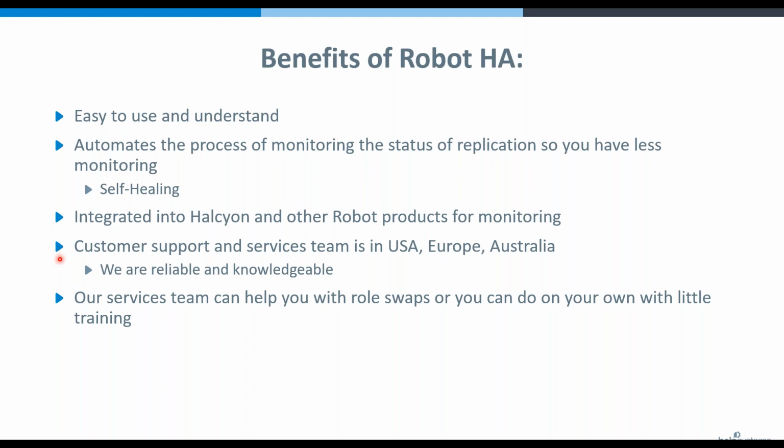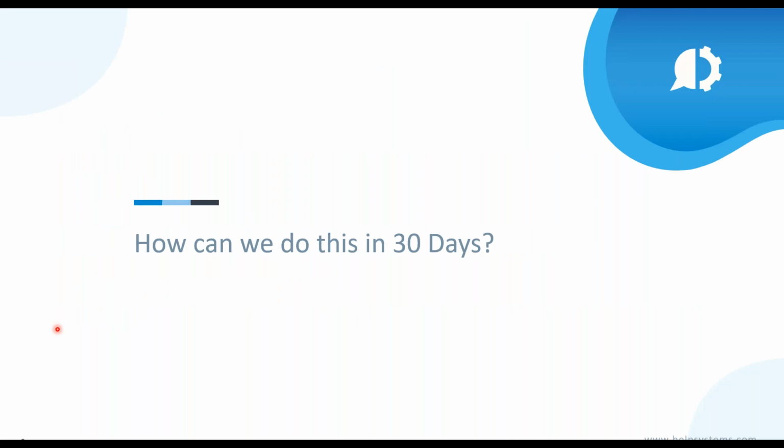Also, our customer support is global. We have people in the US, Europe, and Australia. They're very knowledgeable about the Help Systems products. The same person helping you with Robot Schedule is probably going to be the person helping you with Robot HA. And then, of course, our services team that Mark is part of can help you with role swaps, and they can help you out with training. We really, at the end of the day, want you to own the product, but also to realize we're here to help you with role swaps, role swap while active, setting the product up. That's what our services team does.